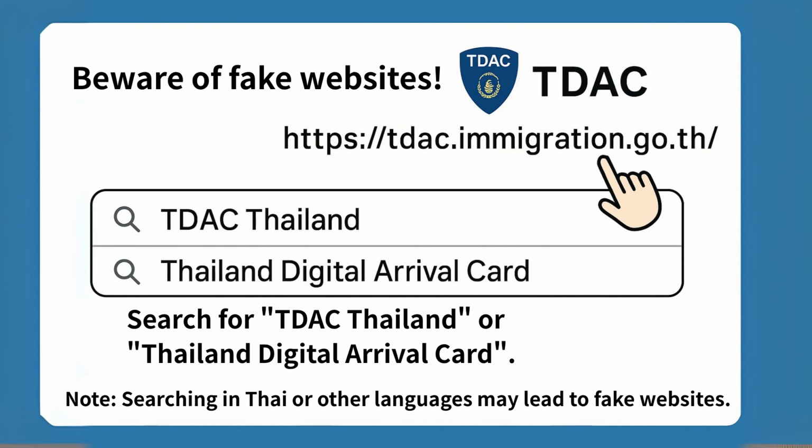When registering for TDAC, please make sure to use the official website only. The URL is https://tdac.immigration.gov.th. When searching online, use keywords like TDAC Thailand or Thailand Digital Arrival Card. If you search in Thai or other languages, fake websites may appear, so please be cautious.